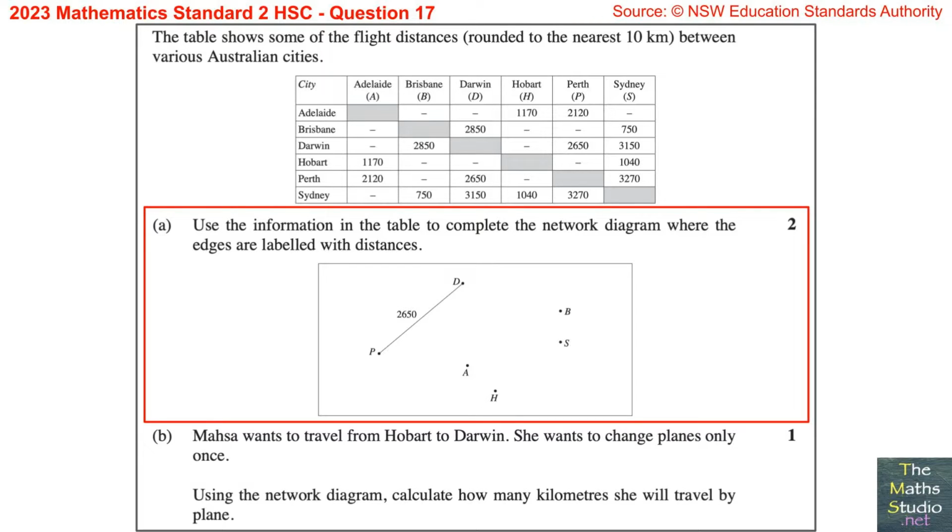Question 17. The table shows some of the flight distances, rounded to the nearest 10 kilometres, between various Australian cities. Part A. Use the information in the table to complete the network diagram where the edges are labelled with distances.